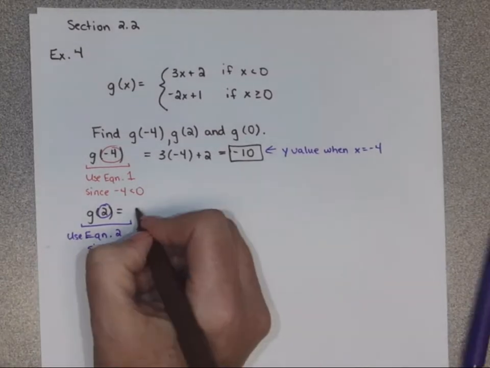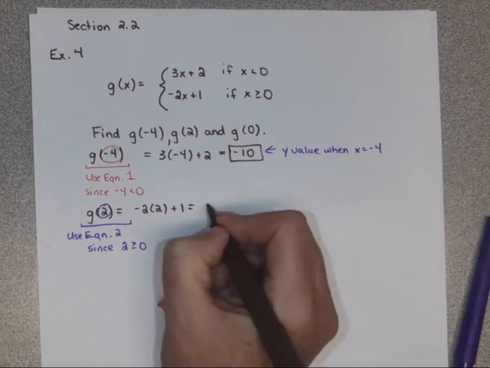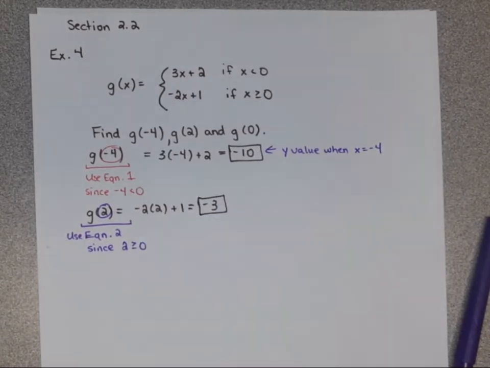So I'm just going to plug it in. -2 times 2 plus 1. So I get -4 plus 1 or -3. So how would you describe -3 then? We're not going to write it down for this one, but it's the y value when x is 2.